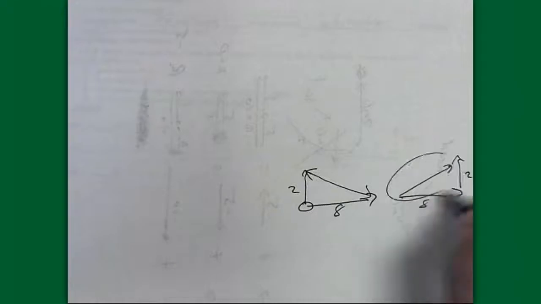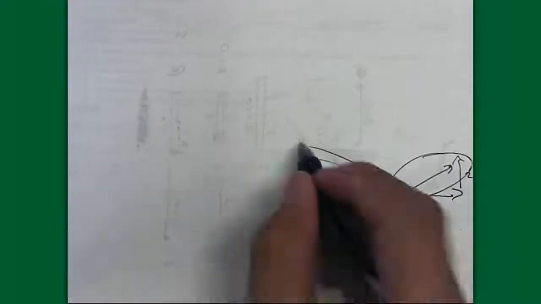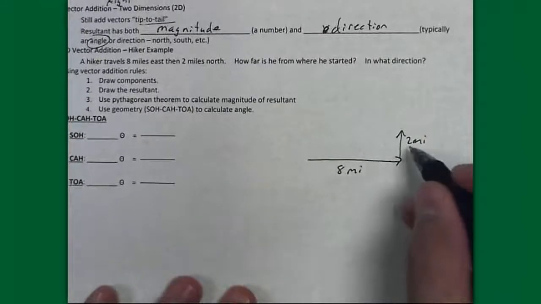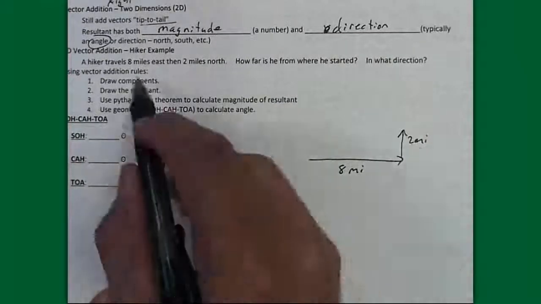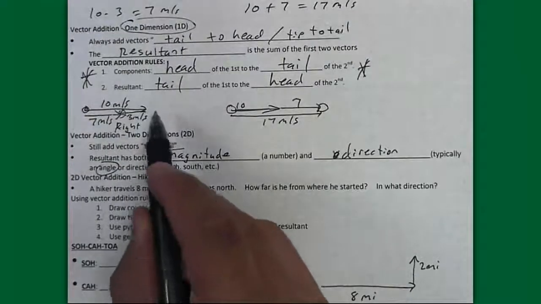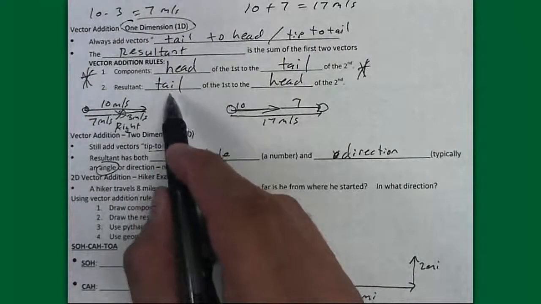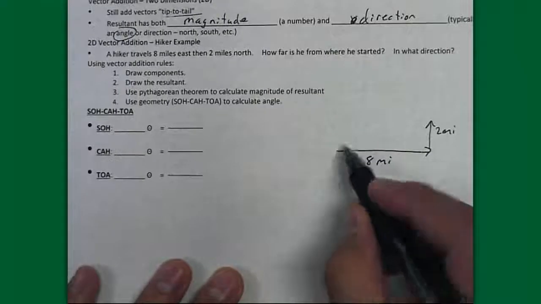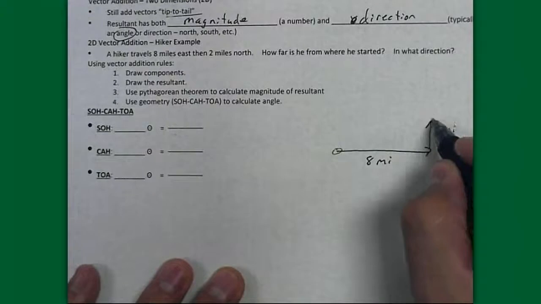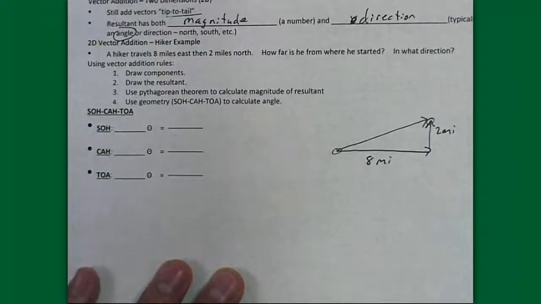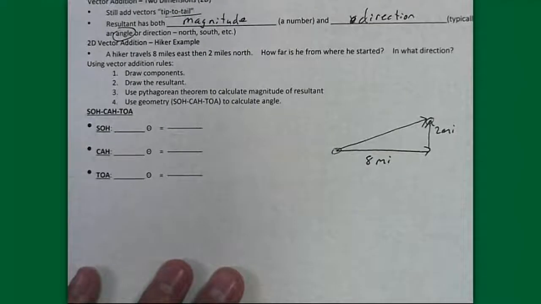8 and 2, this is our resultant. That's a different direction than what this is. So it must be drawn tail to head like this. I drew the components correctly, and now I'm going to draw the resultant. The resultant, according to our vector addition rules, must be drawn tail of the first to the head of the second. Tail of the first, head of the second. It must go in that direction. It's important that it goes in that direction.